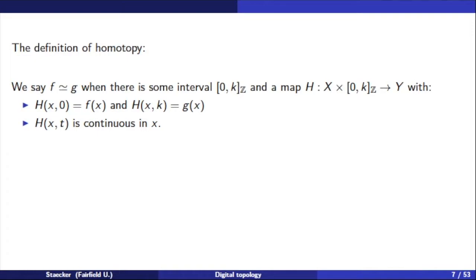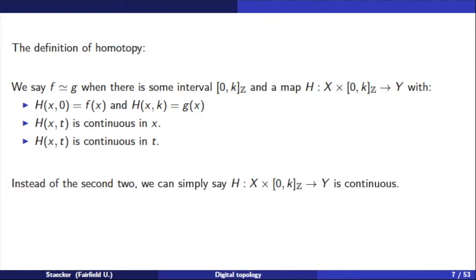And then in between, this function is continuous in x. That is, for each fixed time, when you change the x, it's continuous. And also, it is continuous in t. For each point x, the homotopy function is continuous in the time. And if all those three things are true, then we say it's a homotopy from f to g. So this is what I mean by homotopy. It means f is continuously changing step by step until it becomes g.